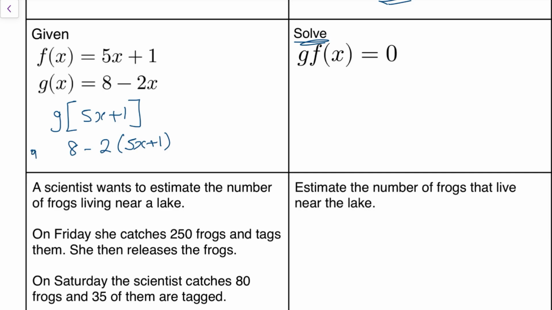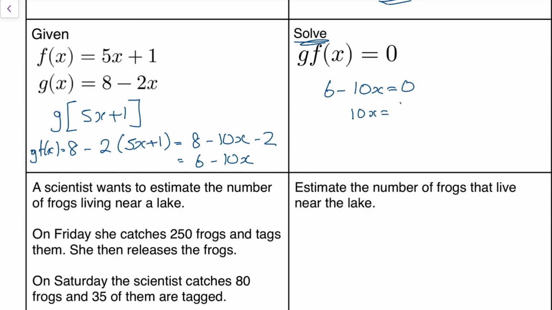So this is g of f of x. And let's tidy this up a bit. So it's going to be 8 minus 2 times 5 is 10x, and minus 2 times 1 is minus 2. And all that combines to give me 6 minus 10x. Excellent. Now for part B, or the main part of the question, I have that 6 minus 10x is equal to 0, which means that 10x is equal to 6, which means that x equals 6 over 10, which is the same as 3 over 5, or 0.6.